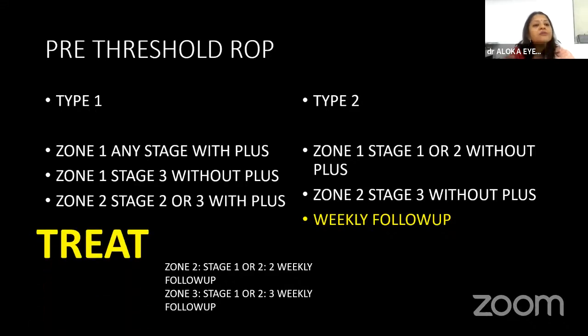So to prevent blindness, what was identified over the years is you need to treat pre-threshold, not when the threshold is reached. So type 1 ROP, pre-threshold ROP, has to be treated. Type 2 ROP, which is all the stages which are not in type 1, you can do a weekly follow-up. If they convert into a type 1 is when you treat.